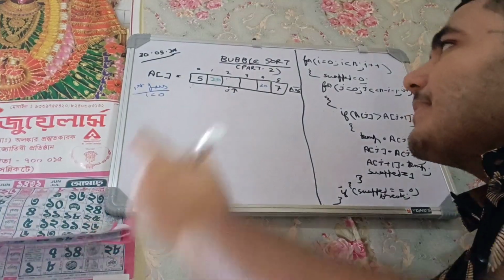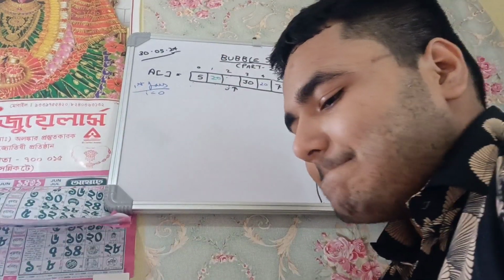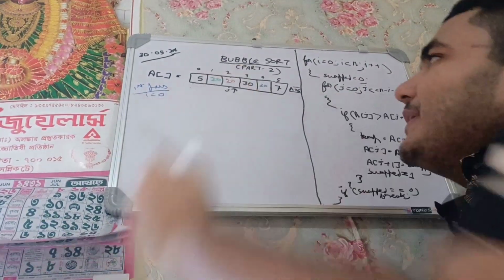Okay. So the swapping is done here. This is 20.